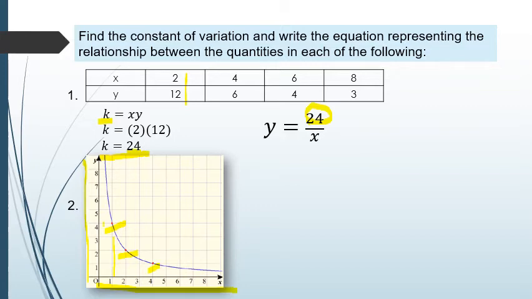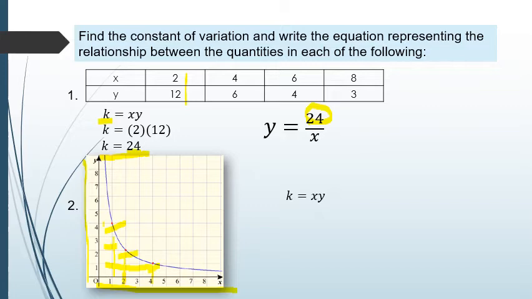So, meron tayong 1 and 4. Yung second dot, makikita nyo, nakatapat siya sa 2 ng x at 2 ng y. Yung third, saan naman nakatapat? So, ang coordinates ng third dot natin ay 4 and 1. Bakit 4 and 1? So, sa x, nasa 4. Then, sa y, nasa 1. Okay? So, para makuha natin ang constant of variation, i-multiply natin yung coordinates. So, gamitin natin ang k equals x times y.